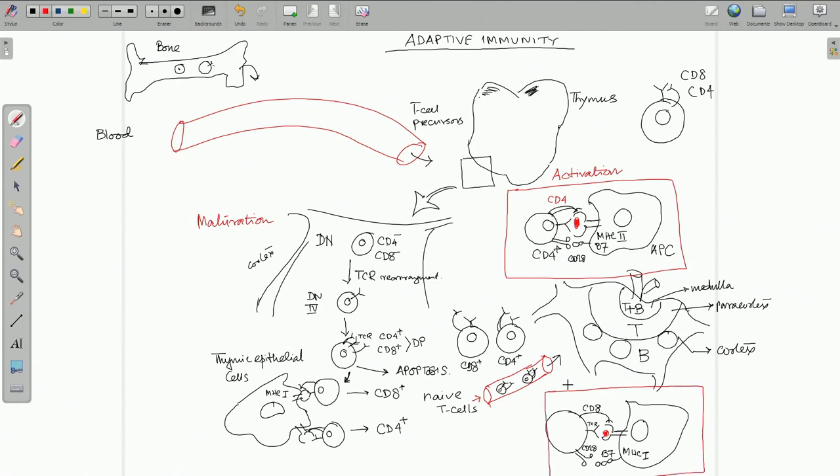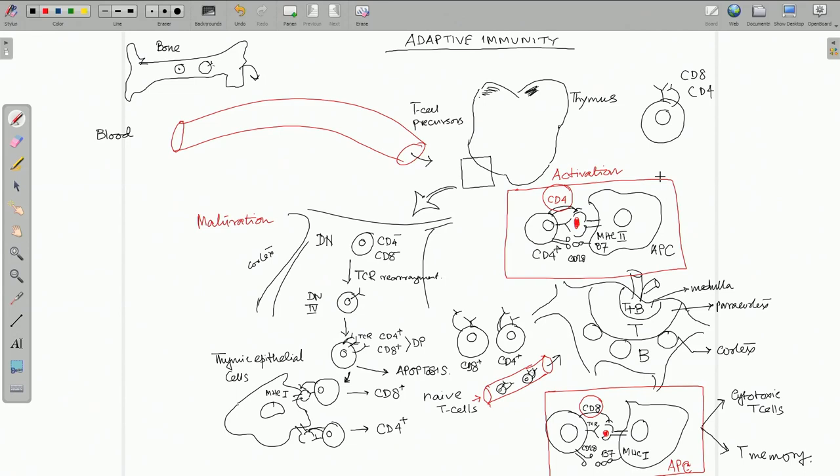So, this is a class 1 MHC, this is another antigen presenting cell, APC. So, this is the class 1 MHC interacting with the CD8 here, this is CD8 and this is CD4. So, the cells which are expressing on their surface the CD8 co-receptors, they will finally differentiate into the cytotoxic T cells or the T memory cells.